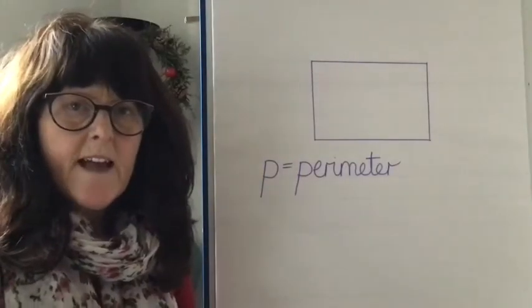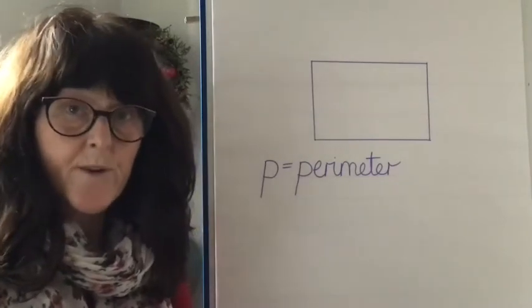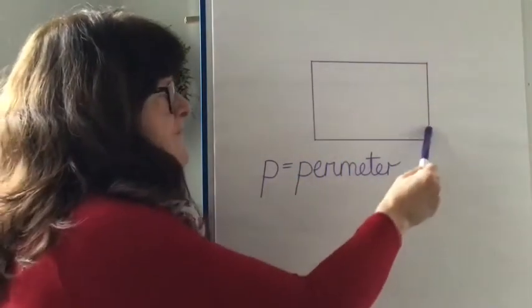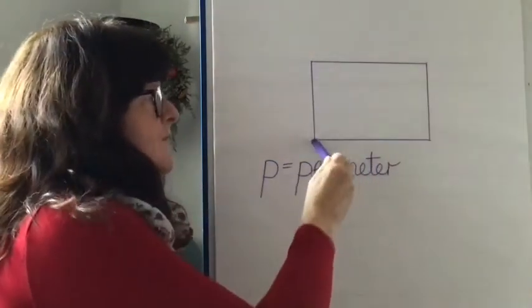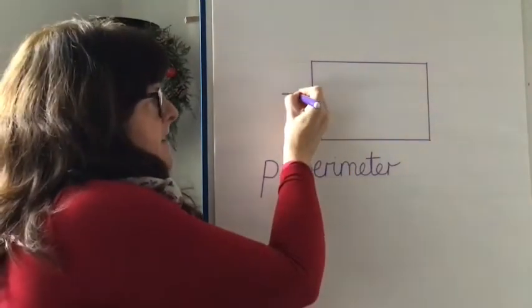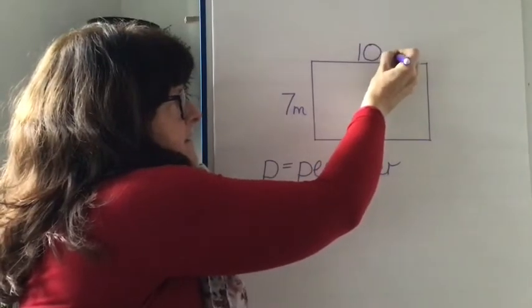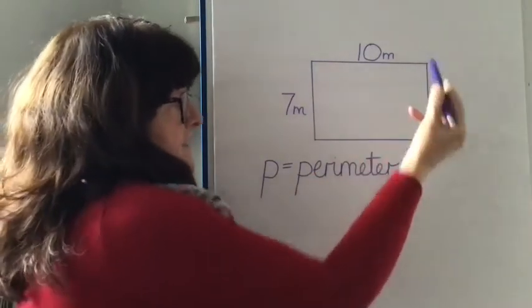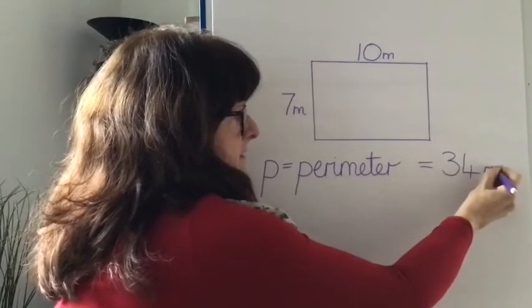Good morning. Our warm-up this morning will be revising the work that we did last week on area and perimeter. So if you remember, to find the perimeter of a shape, you need to imagine you've walked round the edge of it. So if my shape here had dimensions of 7 metres and 10 metres, the perimeter would be 10 add 7 add 10 add 7, which equals 34 metres.